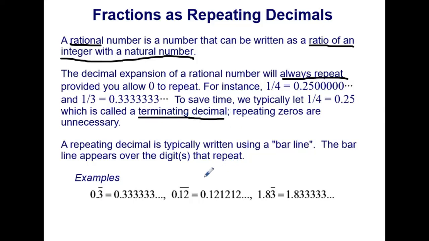But when you have a repeating decimal, it's typically written using a bar line. The bar line appears over the digits that repeat. So here are some examples. Instead of 1/3 being 0.3333333 forever and ever, we can say it's 0.3 repeated, and the bar over the 3 indicates that that's the digit repeating. 0.12 repeating is the 1, 2 repeating, so 0.12121212. 1.83 repeated is just the 3 repeating, so 1.83333333.